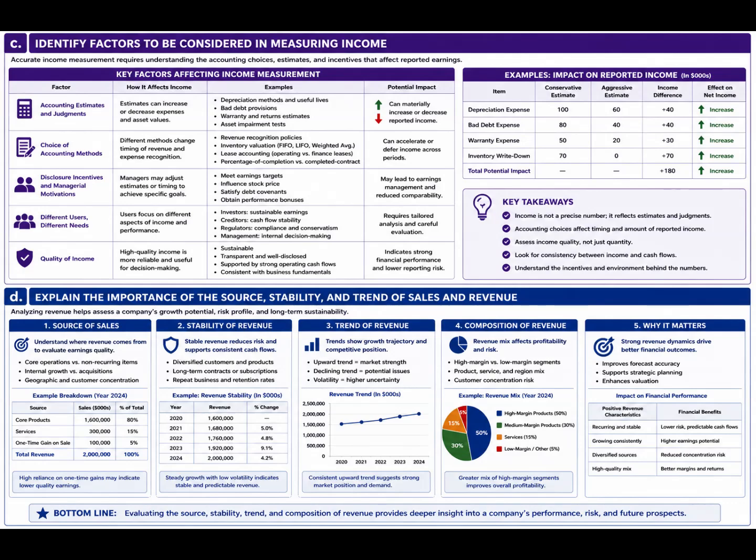Revenue composition matters. High-margin product lines contribute differently to profitability than low-margin segments, making segment analysis essential. Understanding revenue dynamics supports forecasting accuracy, strategic planning, and valuation decisions.